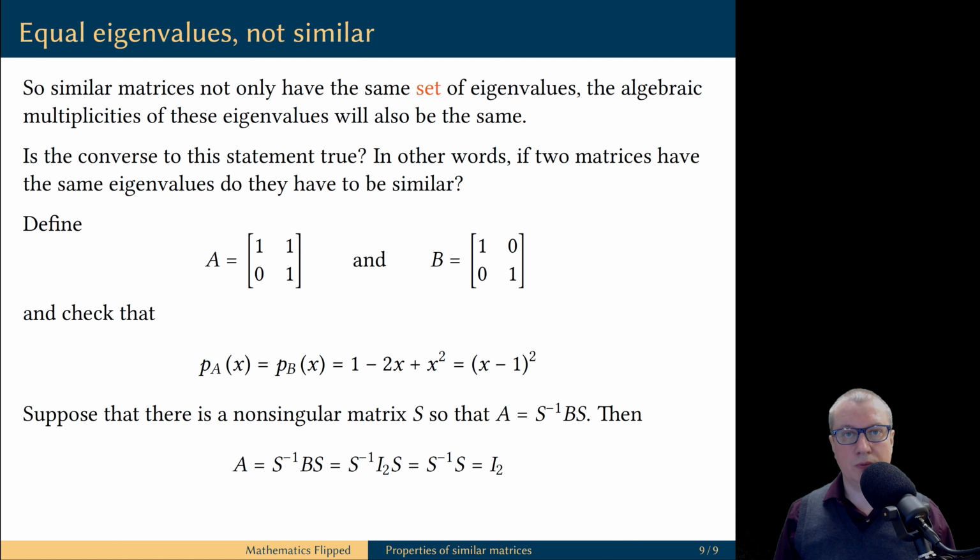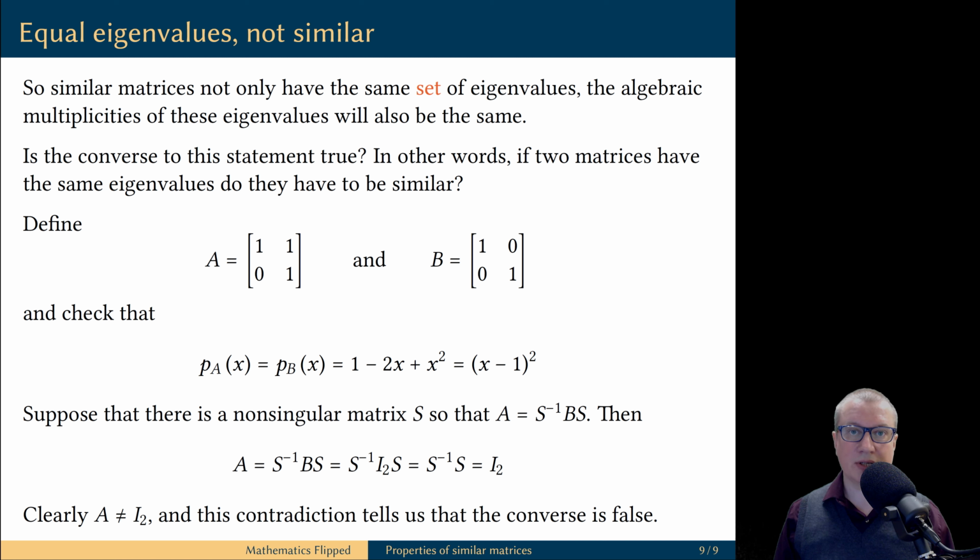Now, let's assume that A is similar to B. Then we can find a non-singular matrix S such that A is equal to S inverse BS. But the matrix B is the identity matrix, so the product S inverse BS becomes the identity matrix. But this is impossible because A is not the identity matrix. So this contradiction shows that the matrix A is not similar to the matrix B. So, to be similar, two matrices must have the same eigenvalues, but this is not enough.